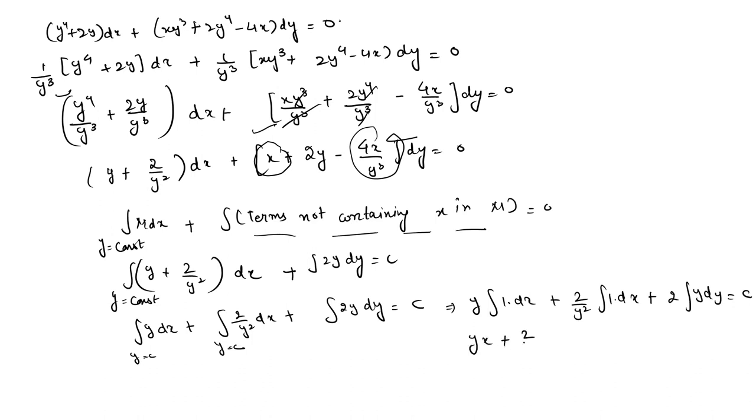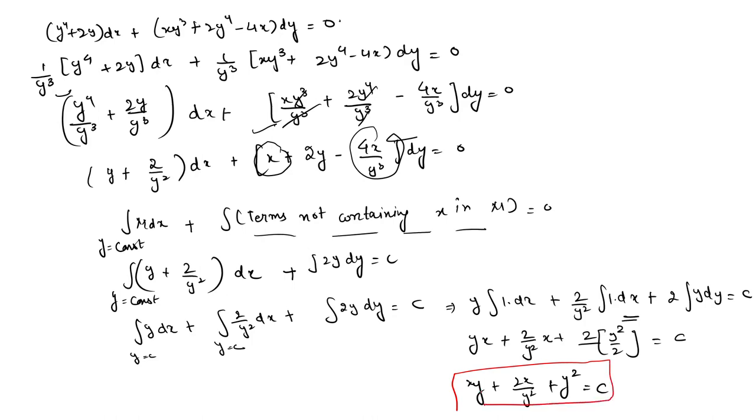So here it should be yx plus 2x by y square, integration of 1 dx is again x, plus 2 times y square by 2, because integration of y dy is y square by 2, is equal to c. So we will get xy plus 2x by y square plus y square is equal to c. So this is the required solution of our differential equation.